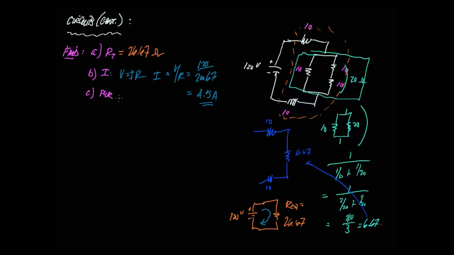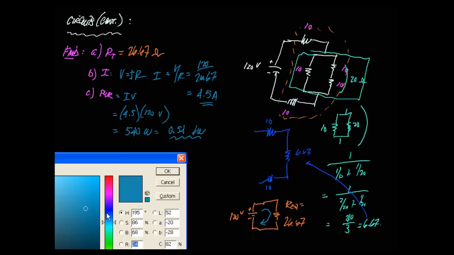Now we can use that to find power, because power is current times voltage. 4.5 times 120 volts tells us 540 watts, which is 0.54 kilowatts there. So that works out pretty nicely. It's a nice, good exam problem.